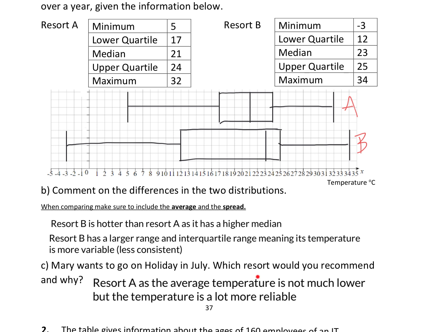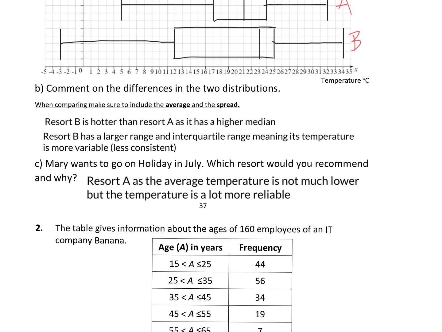And I suppose you used the word reliable there. When I answered this question, I could say it's more variable for B, or you could say it's less reliable or less consistent. Different words, depending on the context of the question, are more or less appropriate, even though they can mean the same thing.